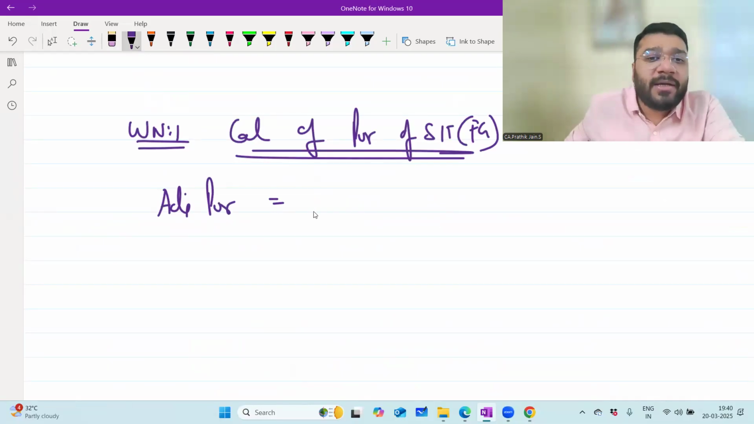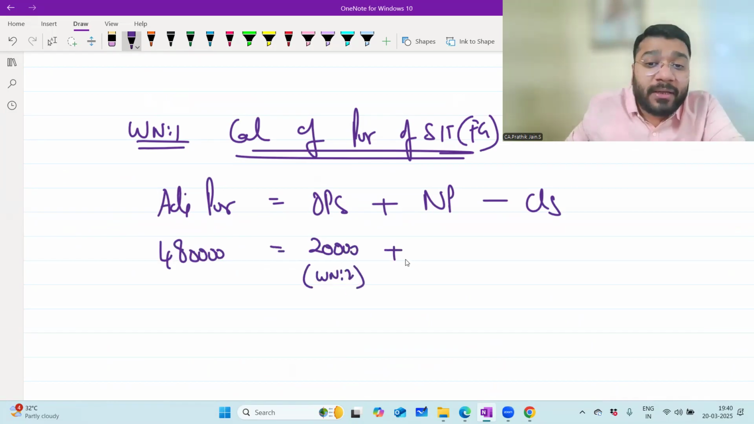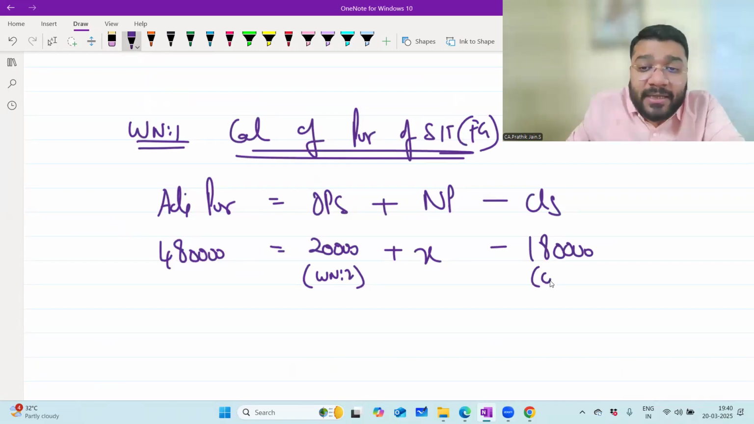Adjusted purchase, how do you get it? Opening stock plus net purchases minus closing stock. Adjusted purchase 480. Opening stock 20,000, you got it through working note number 2. Net purchases X. Closing stock is 180, it is already given in the trial balance.